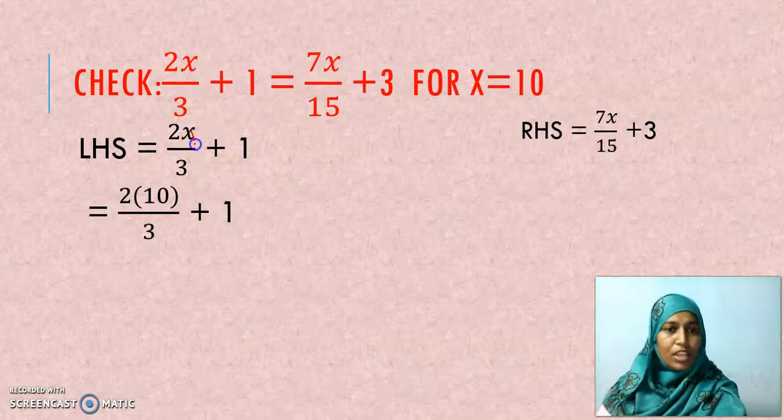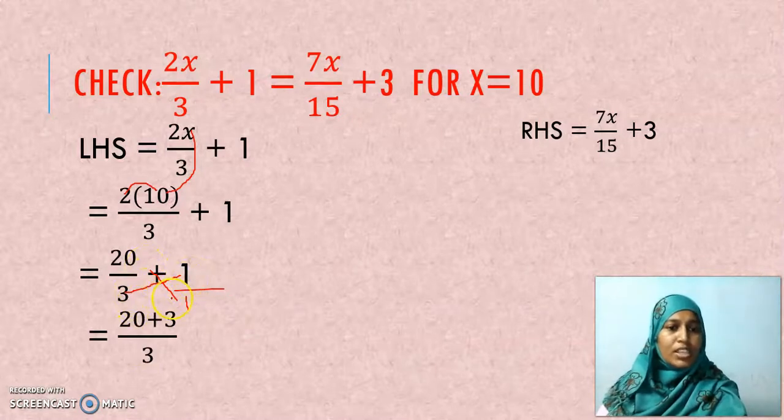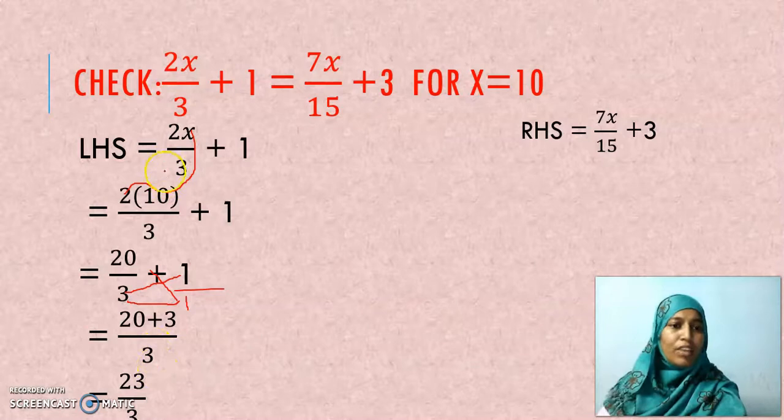In LHS, 2x by 3 plus 1. In the place of x alone, I have substituted 10. All the other terms, 2, 3 plus 1, stay as they are. What is 2 tens? 20 by 3 plus 1. Here to add fractions, we go in for the cross multiplication method. 1 20s are 20, 1 3s are 3. So 20 plus 3 divided by 1 3s are 3. This is how we add fractions. So 23 by 3 is the value of LHS.